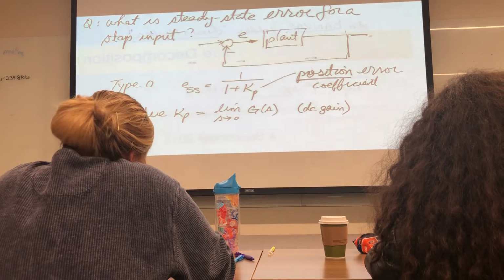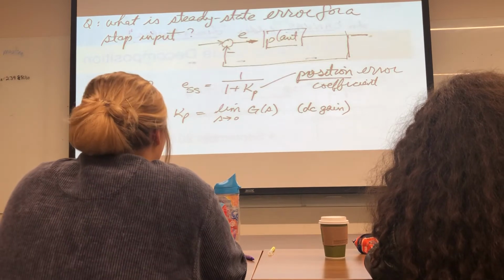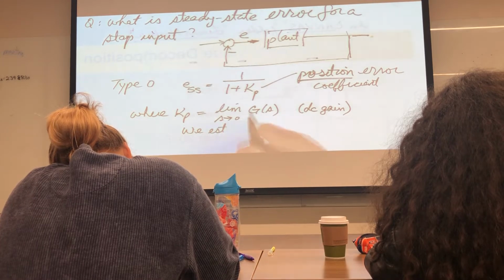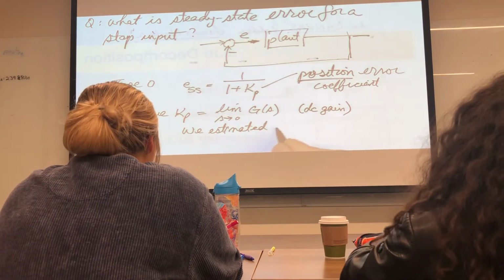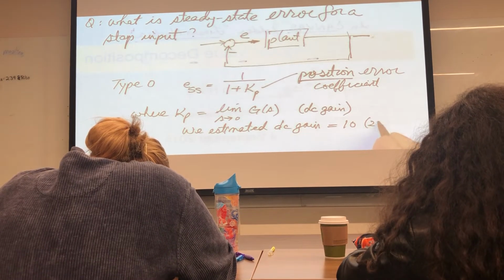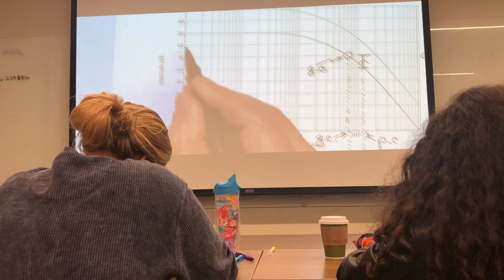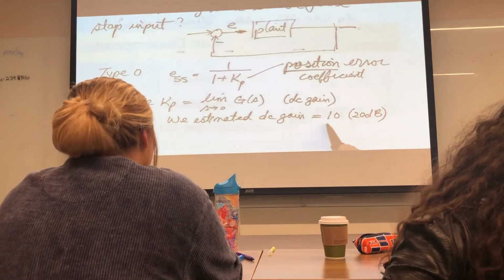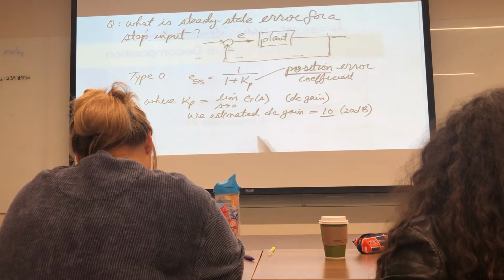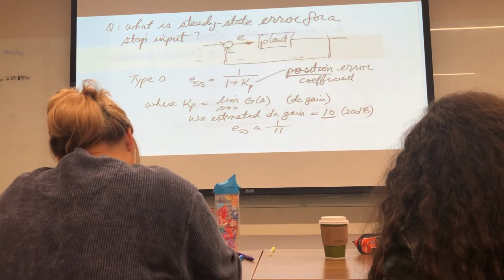Now today I don't have G of s. I never wrote down a G of s. I don't know what the transfer function is. I only have a measurement. But we looked at the frequency response. We extrapolated, we estimated the DC gain is equal to 10. We got that by looking at the low frequency curve, and so we saw there's 20 dB. 20 dB is a gain of 10. So our conclusion is that E steady state is on the order of 1 over 11.